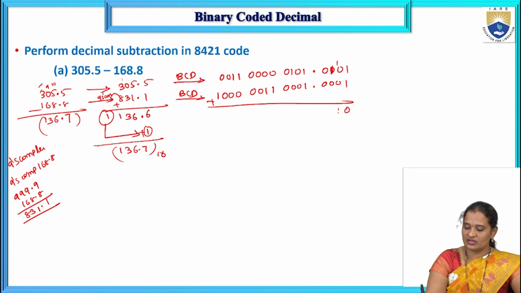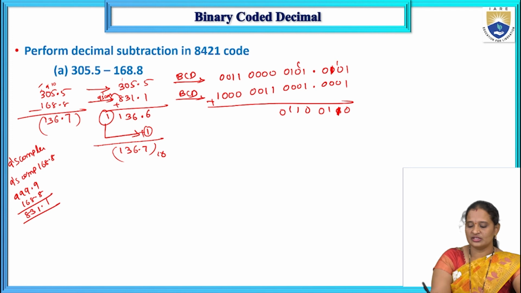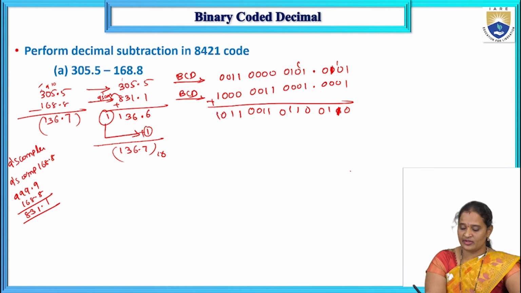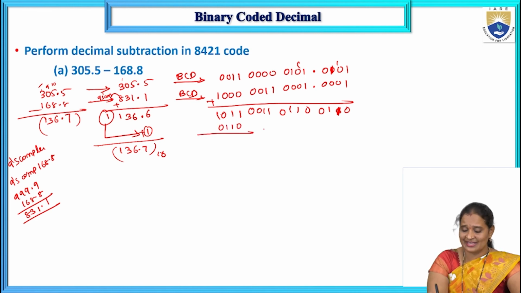0 with a carry 1. This is 1. This is 1, 0. And this is 0 with a carry 1, 1, 1, 0. And this is 0011. 1, 1, 0, 1. We don't have a carry from one group to the other group. And this is valid, this is valid, this is valid. Only this is invalid. Now add 6. So the remaining will all be taken as they are.